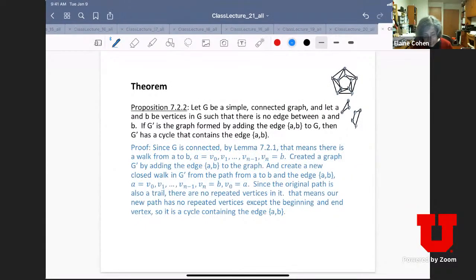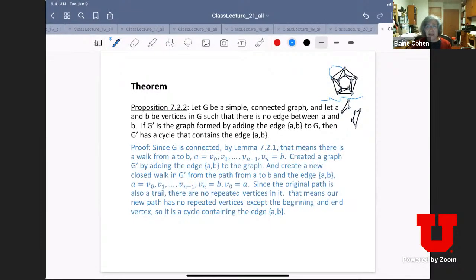Now in 7.2.2, you start out and say you want a simple connected graph and let A and B be vertices such that there's no edge between A and B. So let's just look at the top graph there. That is simple. There are no multi-edges, there are no loops, and it's connected. If I add an edge AB to G, then G prime has a cycle that contains this edge. So I can add any edge. Let me pick a simple one.